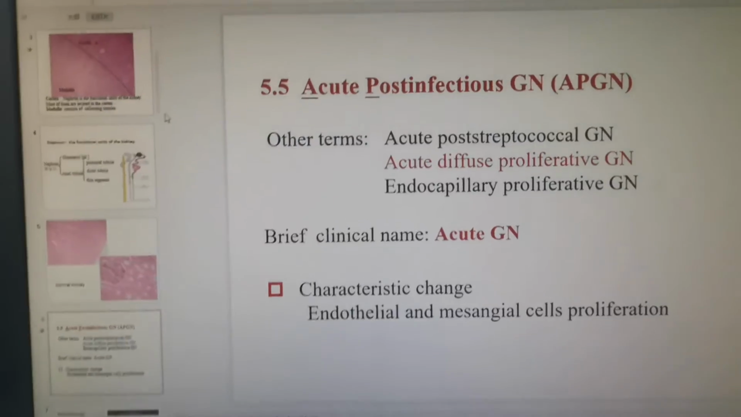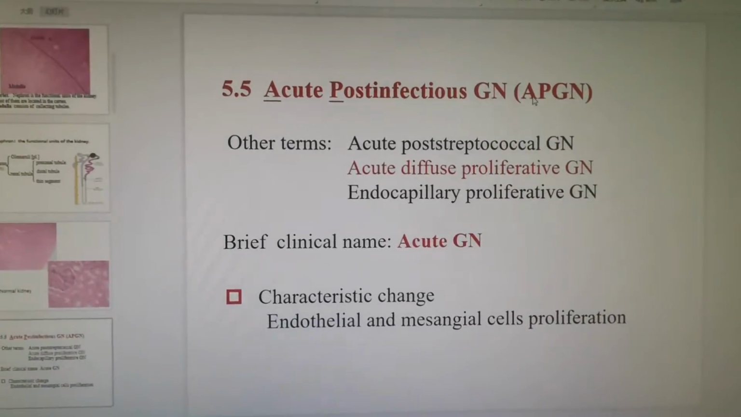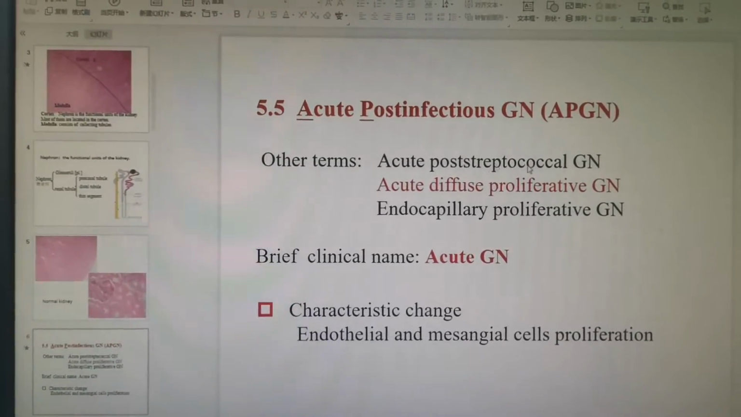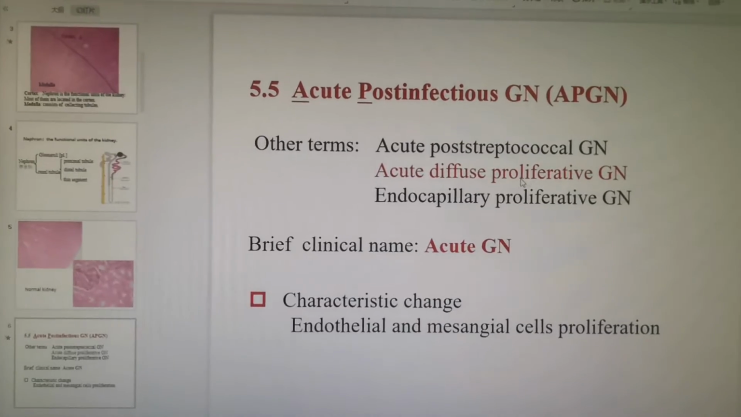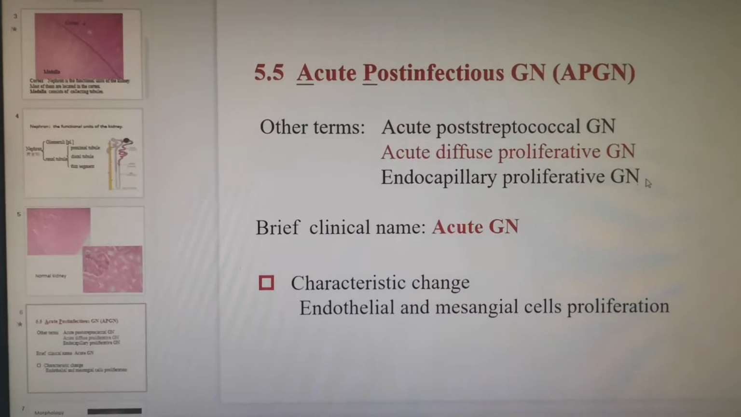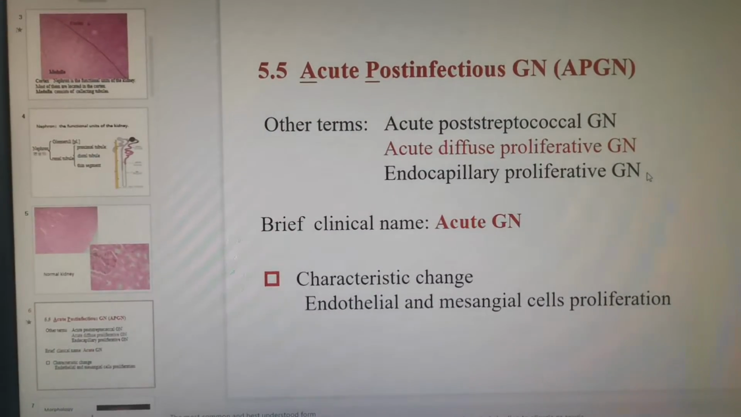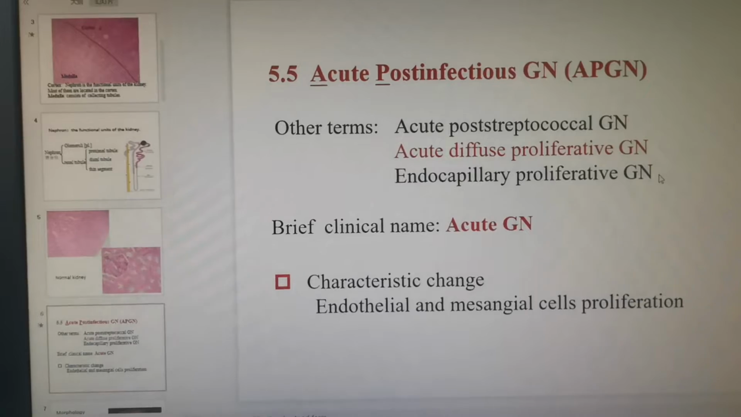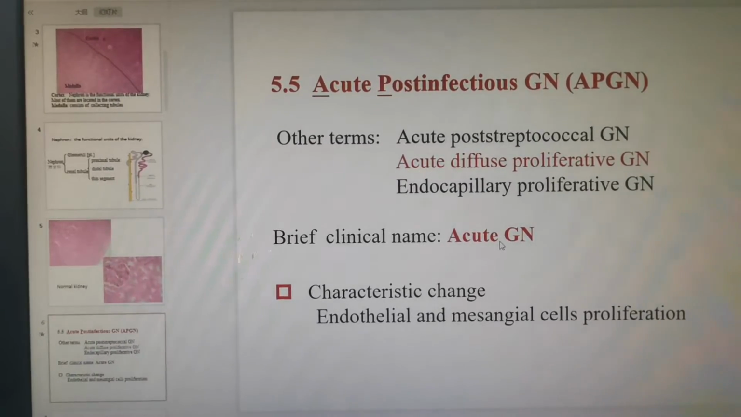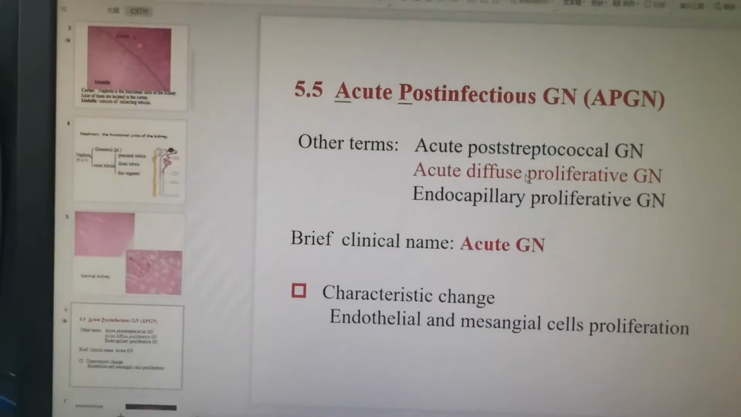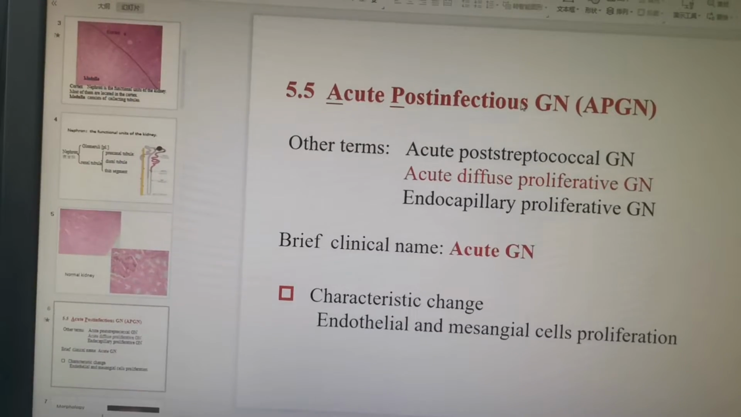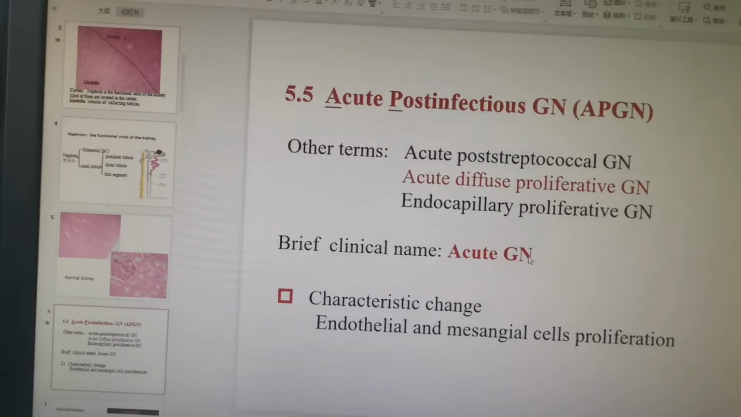Today we'll study two types of glomerulonephritis: acute and chronic. Acute post-infectious GN is also called acute diffuse proliferative GN. What is the difference between acute and chronic? Acute diseases show symptoms within one or two weeks. Chronic diseases involve inflammation that does not show symptoms at first, but show them after a passage of time, maybe six months or one year.